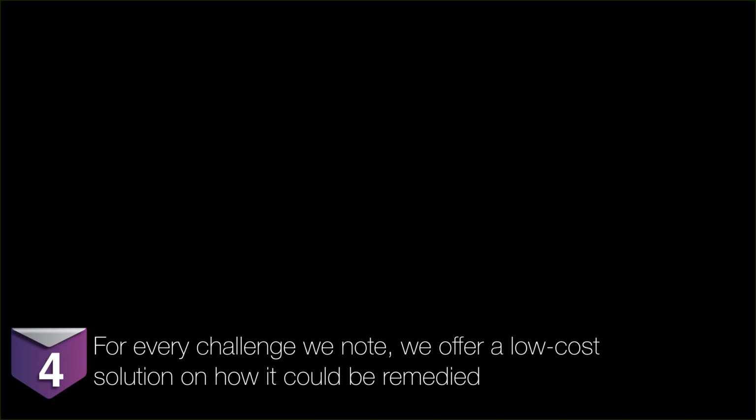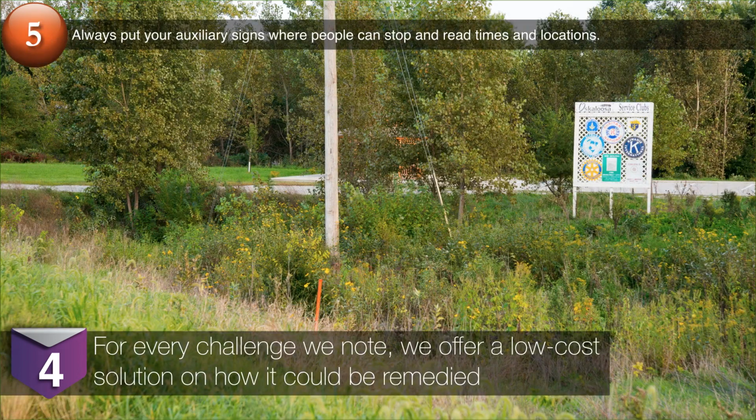Number 4, for every challenge we know, we offer a low-cost solution on how it could be remedied. We do not make a comment that is negative if we can't show them how to fix it. So for instance, in this case, when you come into Oskaloosa, there's the sign that you see to the right that lists their auxiliary organizations. There's nothing wrong with it. But if we're visiting the community, we might want to join you for Kiwanis and lunch. Or we might want to go, where's your local Rotary meeting? And when we're going down a highway, we barely notice this, let alone be able to stop, pull over, and figure out when and where these people meet.